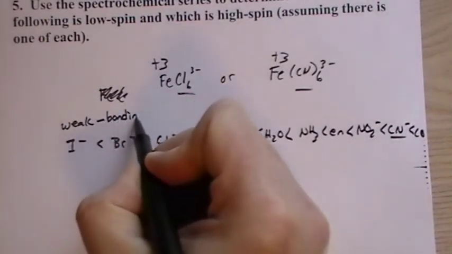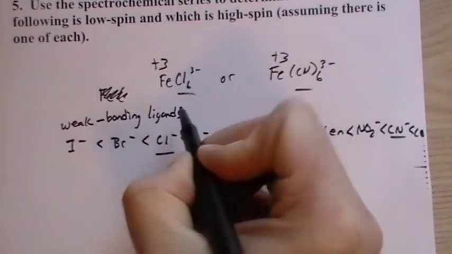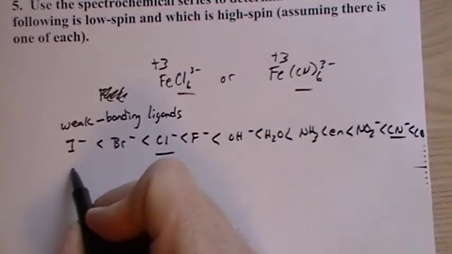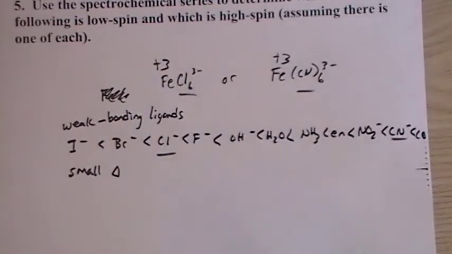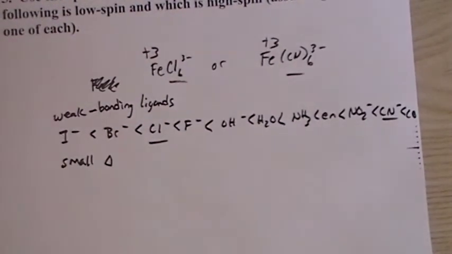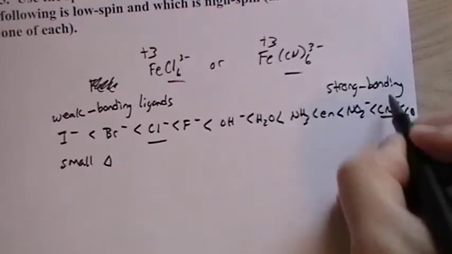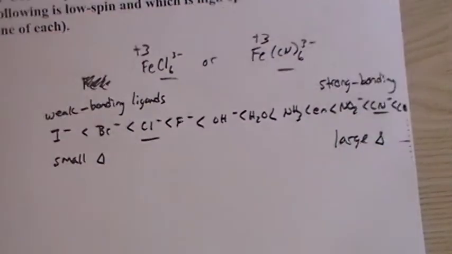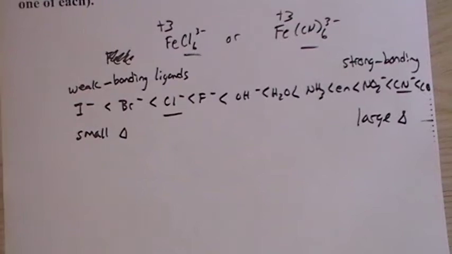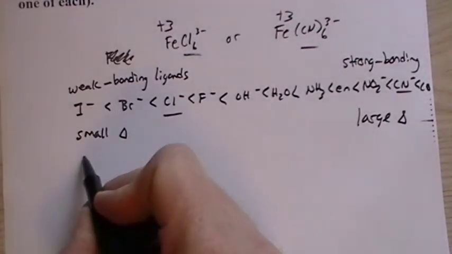bonding ligands. If they're weak bonding, then this would be a small crystal field splitting. If you want to go to the farthest extreme, like I like to do when they give you these kinds of ranges, I say if it's weak bonding, let's say there's no bonding at all, then there's no splitting at all. So if it's weak bonding, we'd expect a small splitting. If it's strong bonding, that's what's on this side, then we should expect a large delta. So a small delta, we'd expect this to be high spin.